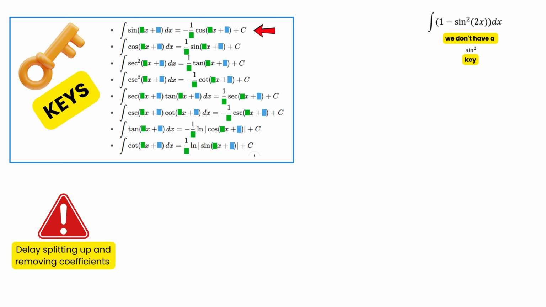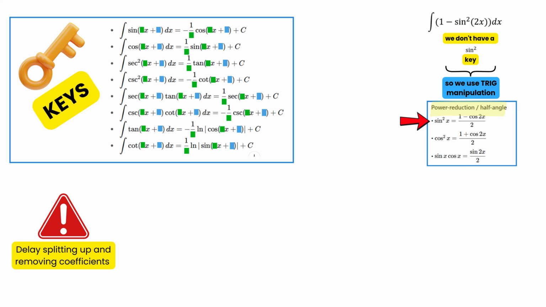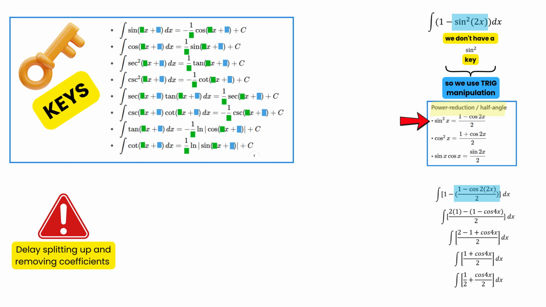So we look at our identities and reductions to find something that removes the square. If we check our list, as in the ebook, we see under half-angle reduction, there is a sine squared identity we can use to get rid of the square, so we use that. After simplifying the fraction and taking a common denominator, we get the following. Now we see we no longer have a squared trig function, but a plain cosine function, for which we do have a key.